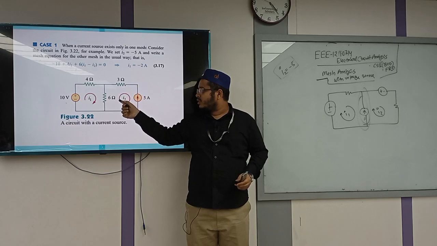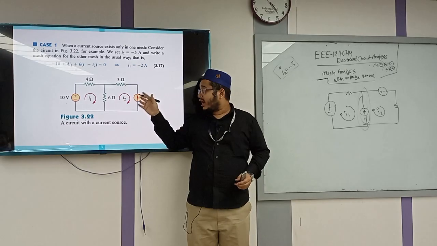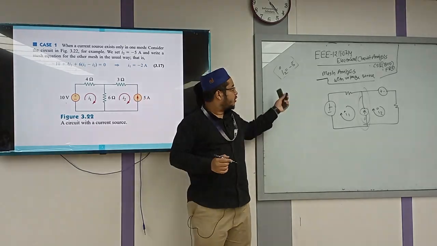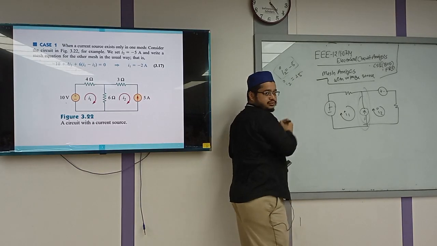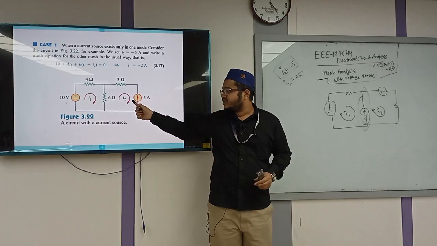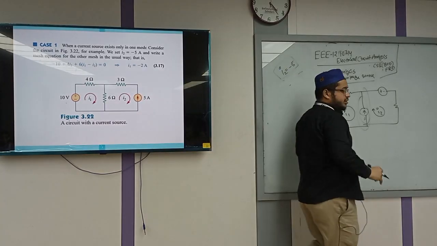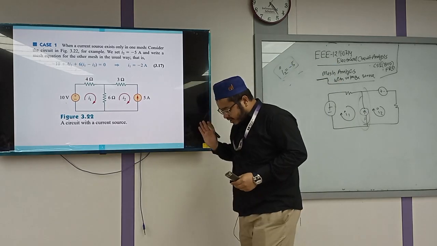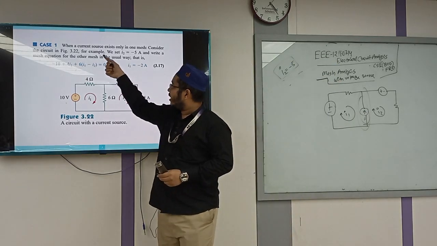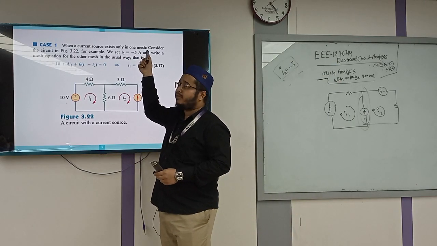If the current source's current direction and mesh current's direction are the same, we will write it plus, but as the direction is opposite, we are writing I2 is equal to -5. Clear? So this is the first scenario when a current source exists only in one mesh.